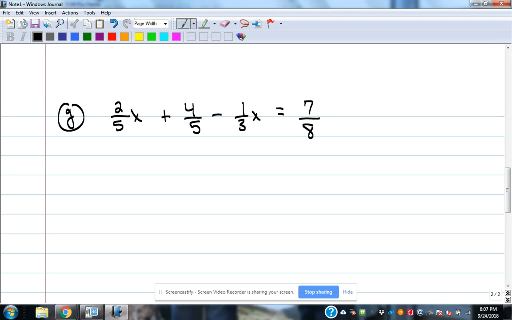What about 8 times 15? What's 8 times 15? You can use your calculator, nobody's stopping you. So 120 is a number that 5, 3, and 8 all go into. So I'm going to multiply both sides, or the whole problem, by 120.